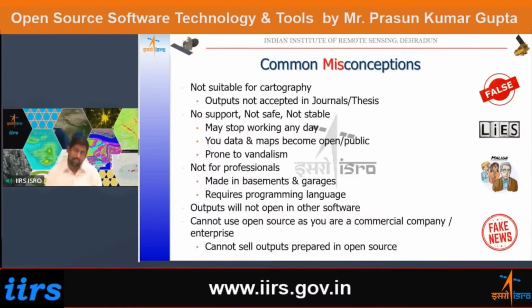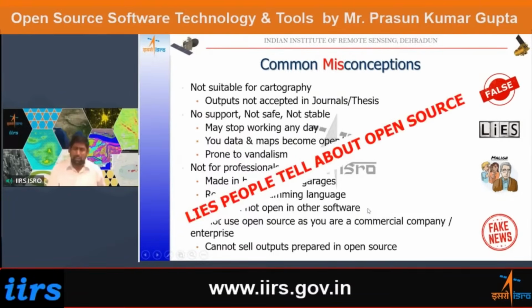There are open formats given by standard organizations like ISO, but they're not following that. And they say, no, we have our own format, which is even better. So that is not true. With open source software, all the outputs will again open in other software also. So these are different types of lies that people tell about open source. These are not true. You should not listen to them, and please use it and decide for yourself which one is good.